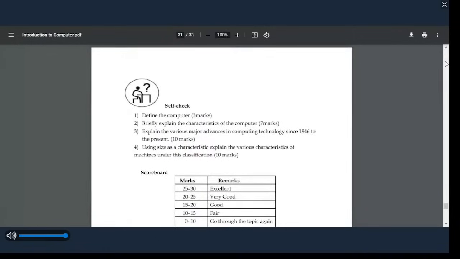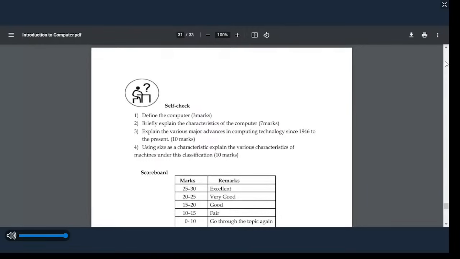What is the definition of a computer? Briefly explain the characteristics of a computer. Explain the various major advances in computing technology since 1946 to present. This one we talk about the generations. First generation, they used vacuum tubes. Second generation, they used transistors. Third generation used ICs. Then the fourth generation used very large scale ICs. Then the fifth generation used ultra large ICs, integrated circuits.